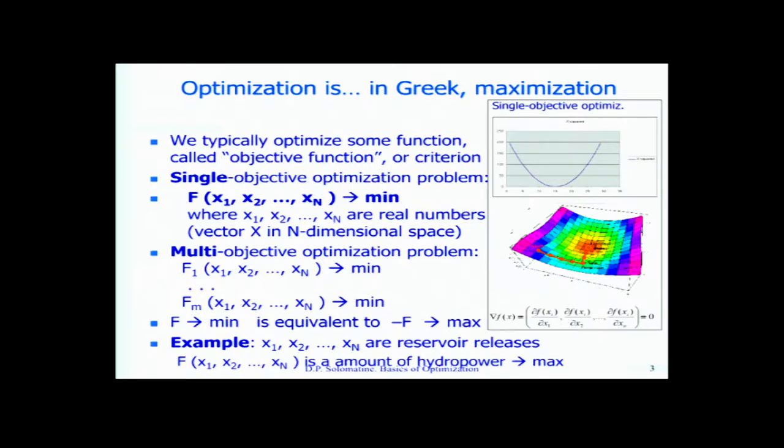This set of real values is called a vector. Do you know this notion of a vector? It's basic in mathematics, but some people say, oh, we don't remember what it is. A vector doesn't mean it's an arrow, but it's a set of real values, n in this case. So we say this vector x, capital X, is in n-dimensional space.